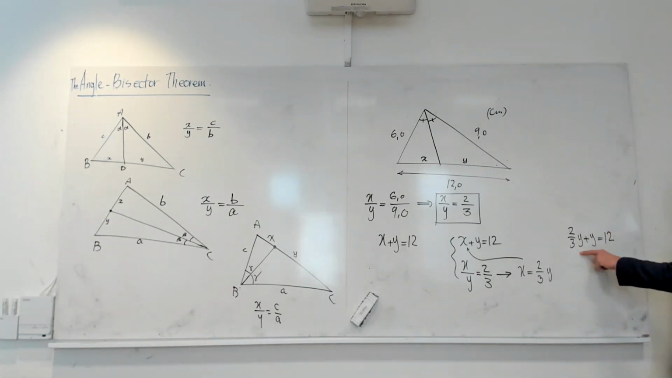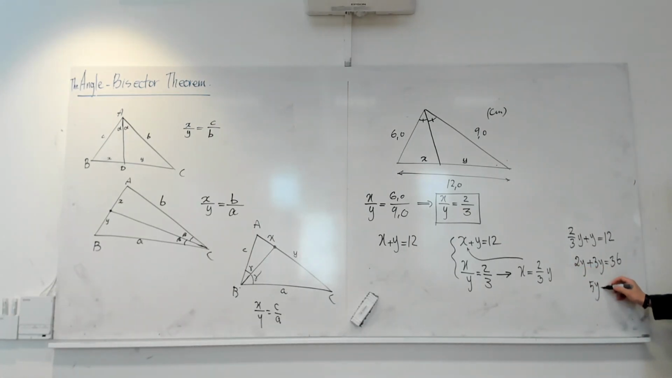But this is not a big problem, yes? Because that is just one equation with one unknown. But because I have a fraction, I prefer to get rid of the fraction by multiplying everything by 3. When I multiply this by 3, it becomes 2y. The next one becomes 3y. And the next one becomes 36. And then when you add them, it becomes 5y is equal to 36. And then if you want to find y, it becomes 36 divided by 5. If you want, we can, in this case, write it in fraction form, 7.2, yes? But you have to write the units, so it is centimeters.